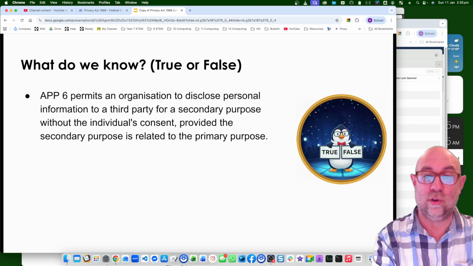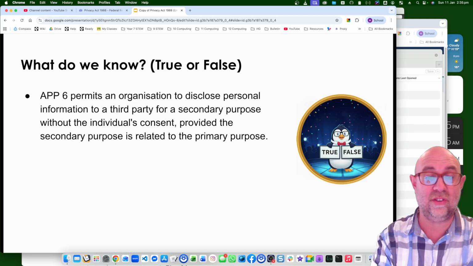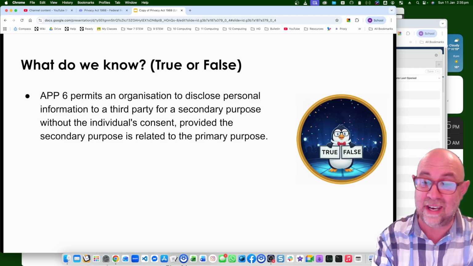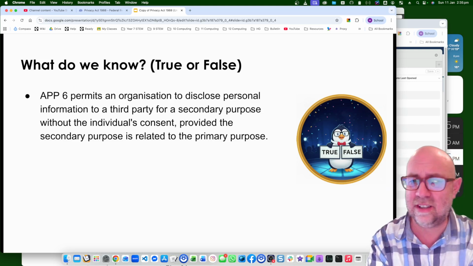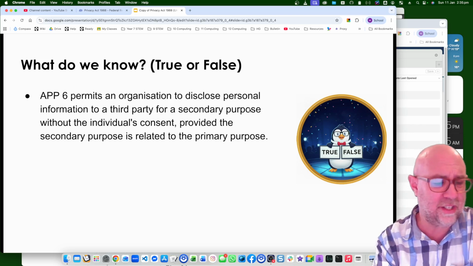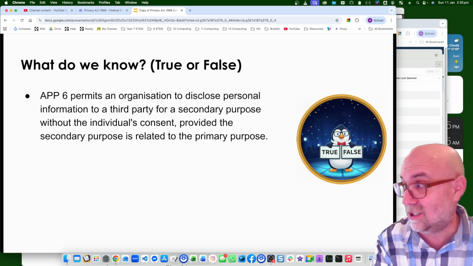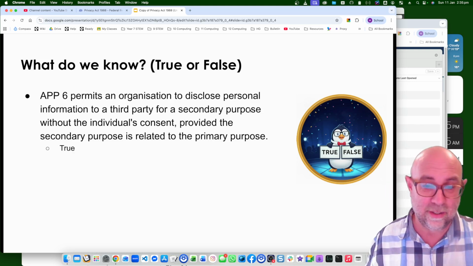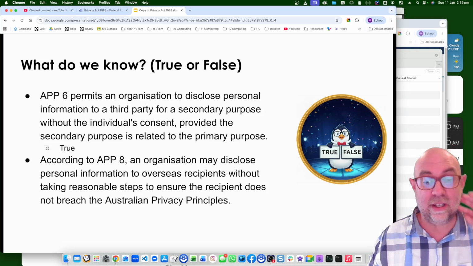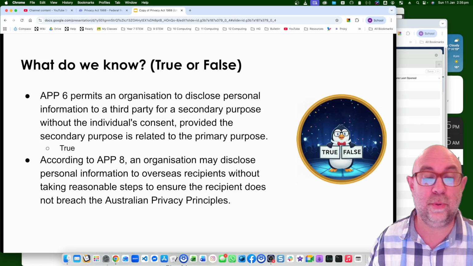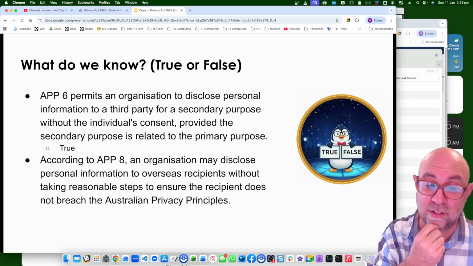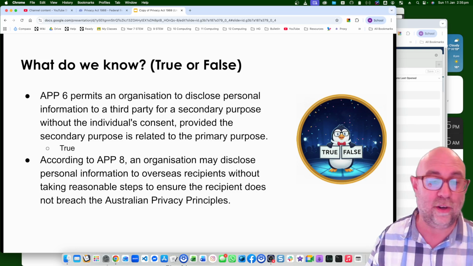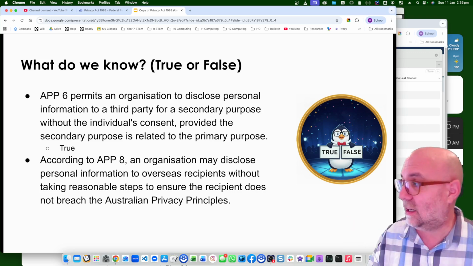APP 6 permits an organisation to disclose personal information to a third party for a secondary purpose without the individual's consent, provided the secondary purpose is related to the primary purpose. So yes, but you can't just wave your hands in the air and say, oh, everything's related. Oh, me wanting to sell you a product is related to the fact that I want to sell you a product. It's not as simple as that. According to APP 8, an organisation may disclose personal information to overseas recipients without taking reasonable steps to ensure the recipient does not breach any APPs. No, that's false. You can't just hand it off and just go, oh gee, I hope this works out.